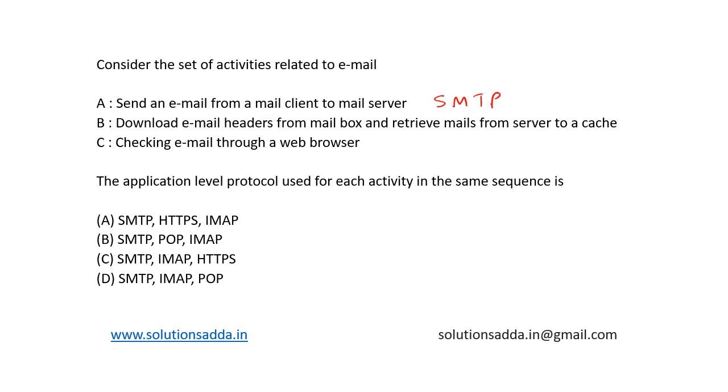Option B. Download email headers from mailbox and retrieve mails from the server to a cache. For this, we can use IMAP. IMAP is an application level protocol that stores emails on the mail server and allows the end user to view and customize the message as if they were readily stored on the end user's device. So this uses IMAP. And to check email through a web browser, we can use HTTPS. So SMTP, IMAP and HTTPS. Option C is the correct answer here.